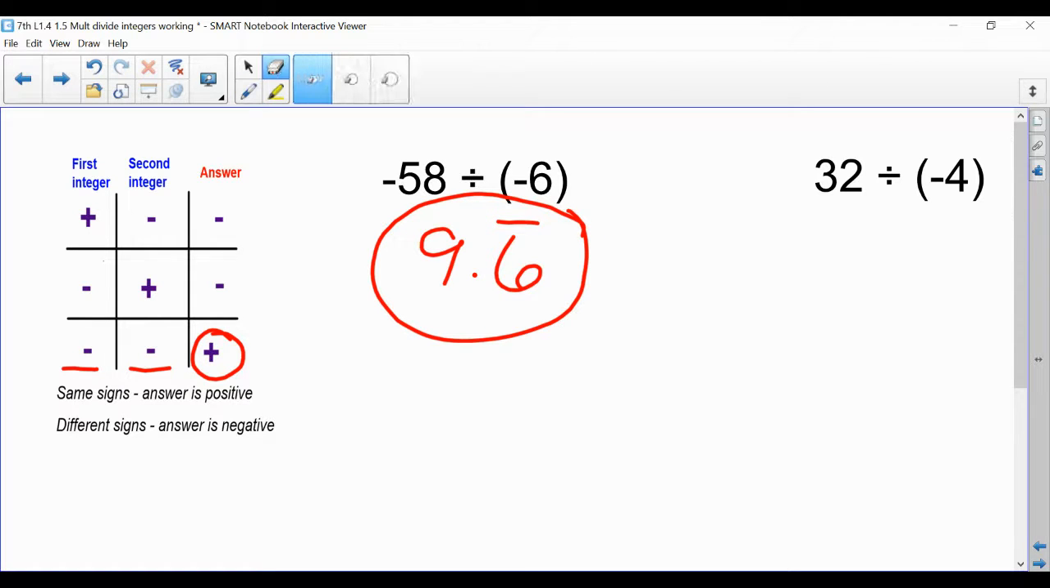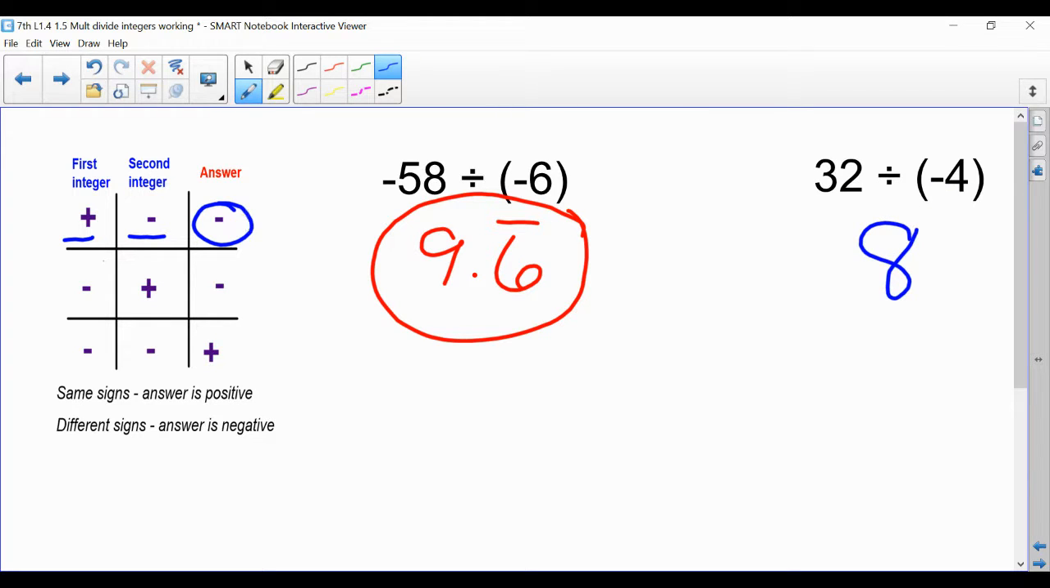And the last problem over here says 32 divided by negative 4. So I have a positive divided by a negative. My answer is going to be negative. So 32 divided by 4 is 8, and I said that my answer is going to be negative. So we get negative 8 for our answer. Okay, so all you're going to do is tell me: will the answer be positive or negative?